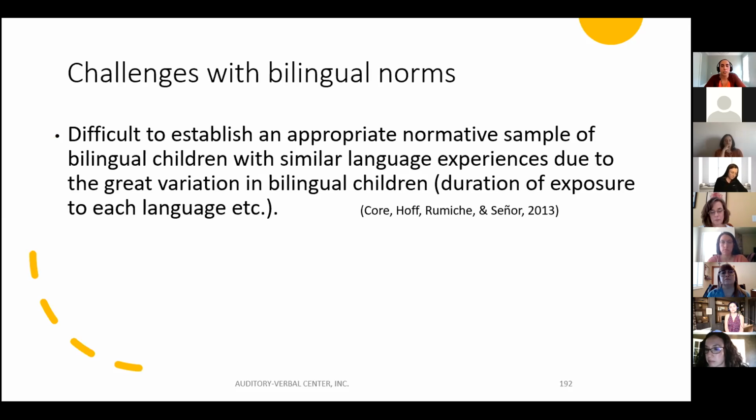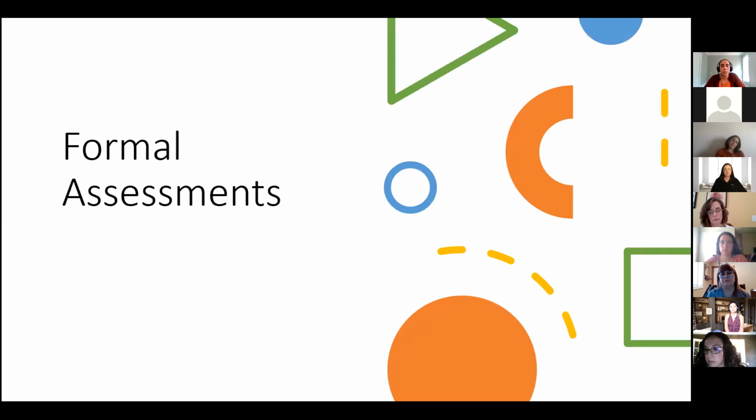At the end of the day, they can acquire both, but in that process of learning language, if the child is exposed mostly to one language and not the other, he will learn that language more. And so it's really hard to get good bilingual norms. Some tests have tried to do so fairly successfully by having just a really wide variety. But bilingual children are really different from each other in terms of duration of exposure to each language.